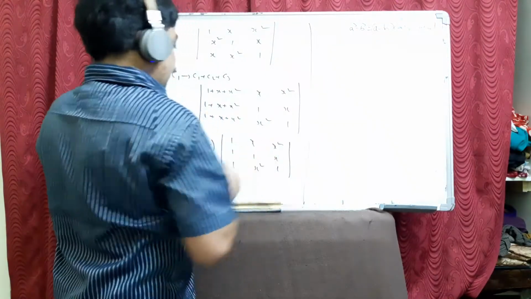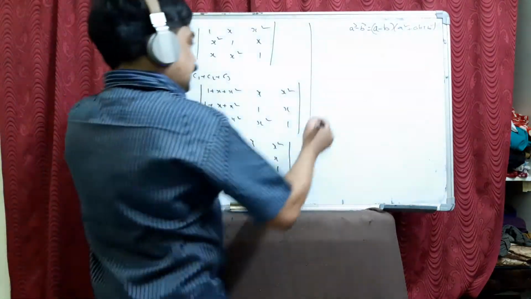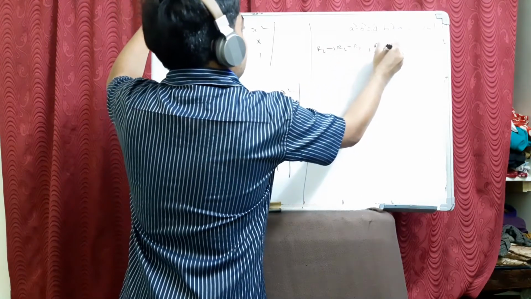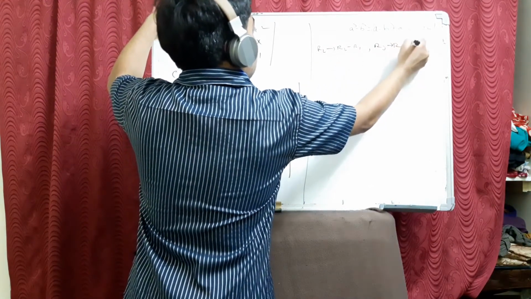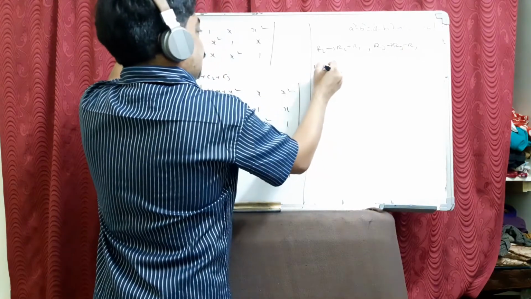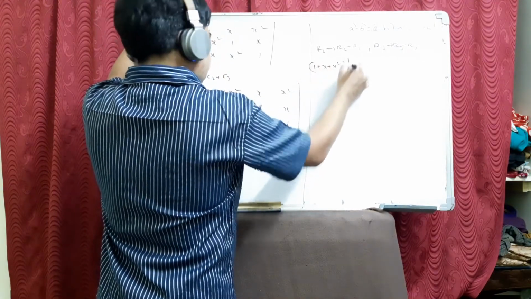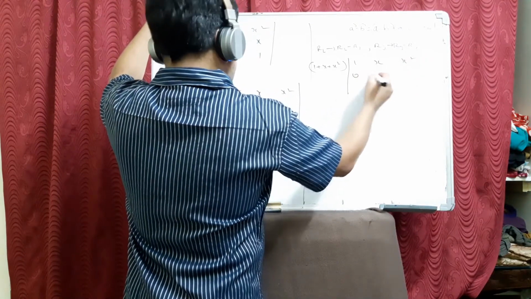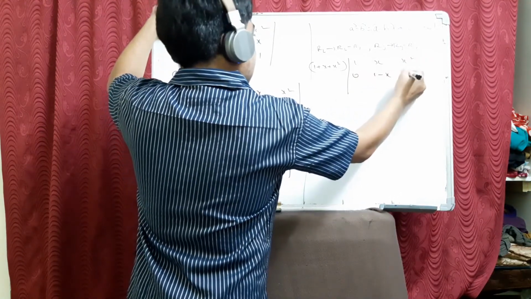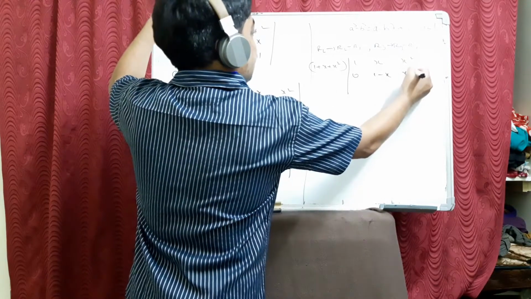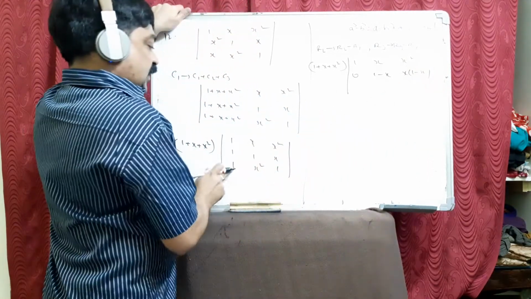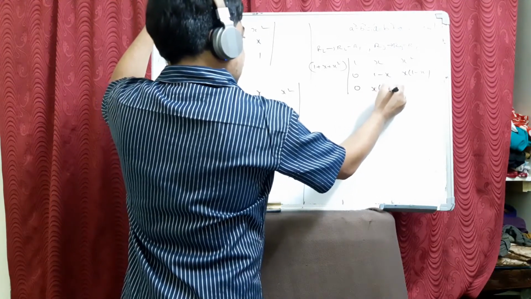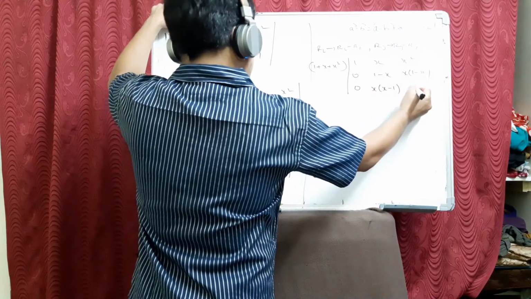Now, the same process, r2 to r2 minus r1 and r3 to r3 minus r1. So 1 plus x square outside, it becomes 1, x, x square, 0, 1 minus x, minus x square. You can write x into 1 minus x. It also becomes 0. X square minus x, you can write x into x minus 1, and 1 minus x square.